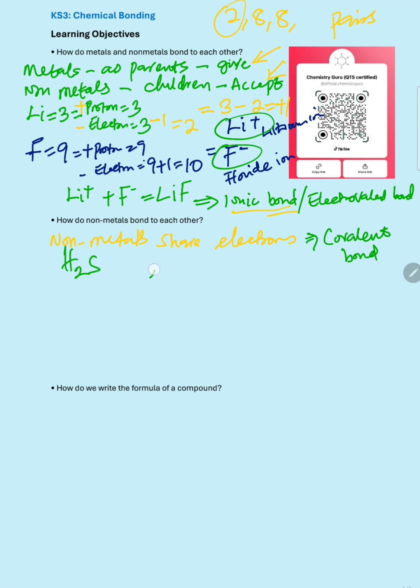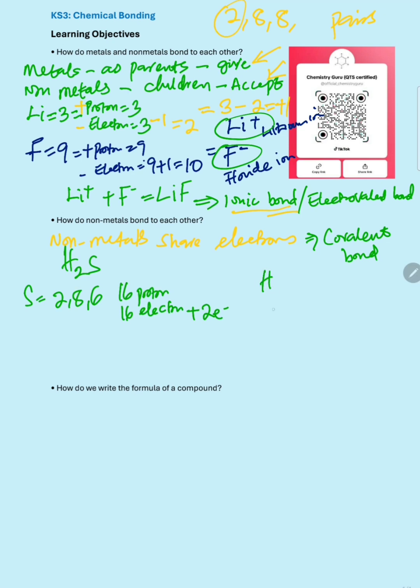Now sulfur has electronic configuration of 2, 8, 6, right? And it tends to have 16 protons and 16 electrons. Like we said, non-metal, what do they do? They accept. So for it to have a perfect or stable configuration, it needs to accept 2 electrons, right? So at that point, it is looking for who is going to share those 2 electrons with it.